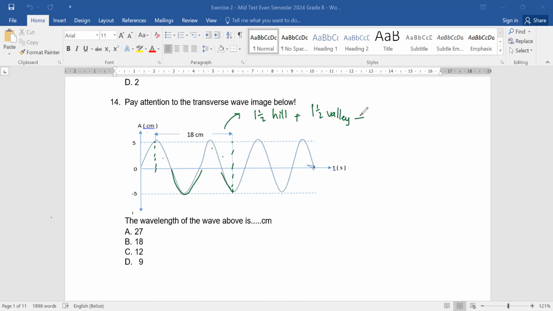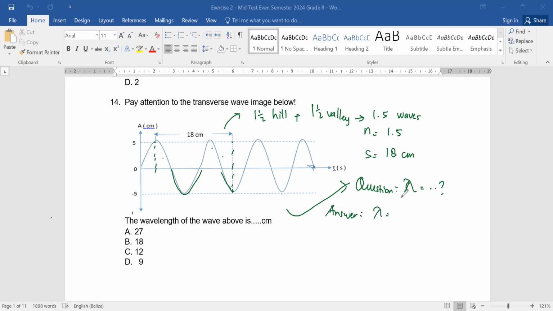So if we're talking about something like this, it means it's actually 1.5 waves. So this is the number of waves, so n is equal to 1.5. And we know that the distance that we have is 18 centimeters. And the question is asking, what is the wavelength, right? So again, to count the wavelength, we can count it as lambda equals S over n. S here is 18 centimeters divided by 1.5 waves.